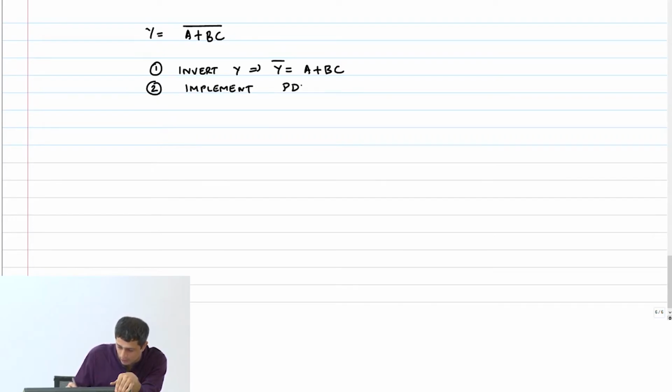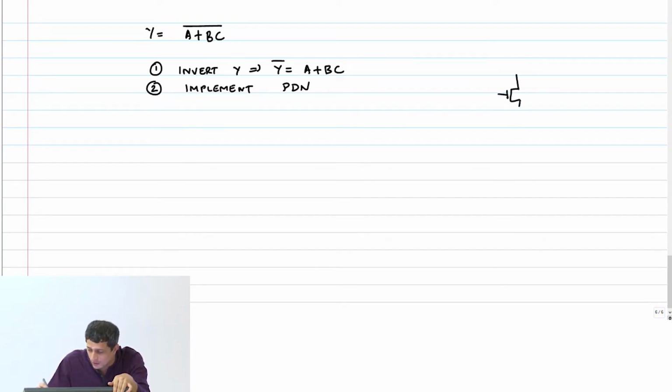pull down network. Okay. So we'll first do this step. I have A + BC. How do I implement this? A in parallel with B and C. A in parallel with B and C. Okay. This is my output.